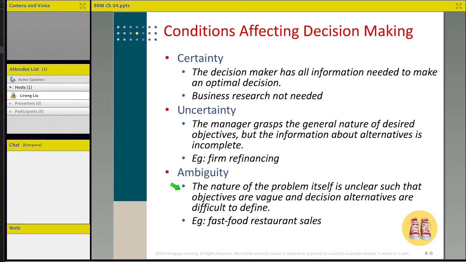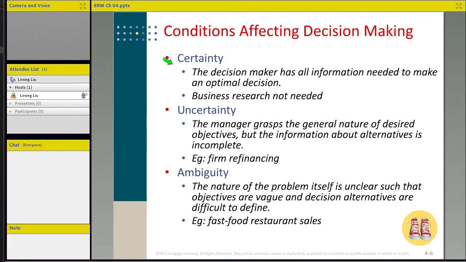All right. So when is business research needed for decision making? Well, it depends actually. If there's certainty, that is, the decision maker has all the information needed to make an optimal decision, then business research is not needed. If you know everything, you don't need it. Now, here is where business research can help.